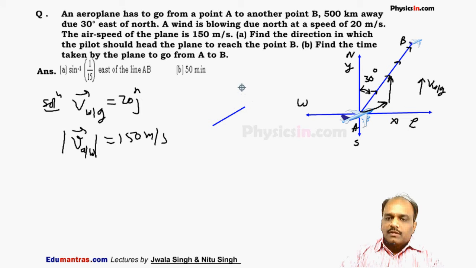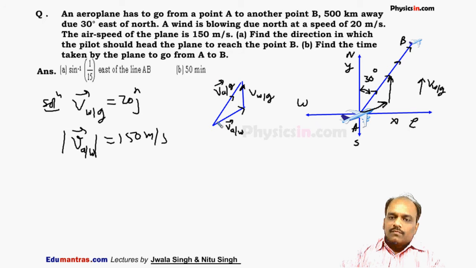So if the pilot is heading towards this direction and the wind is moving in this direction, the aeroplane is actually going like this. So this is the velocity of aeroplane with respect to wind. This is the velocity of wind with respect to ground, and this is the velocity of aeroplane with respect to ground. Now we know this distance is 500 kilometer. This angle with vertical is 30, so this angle is also 30 degree. Let this angle be theta.